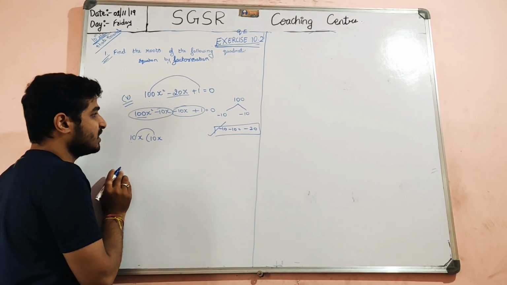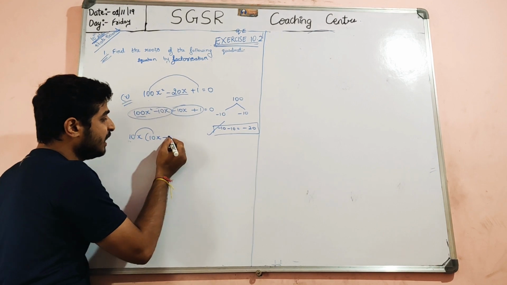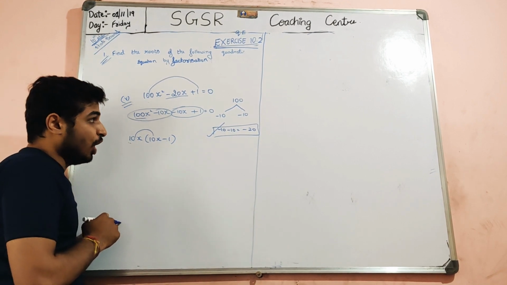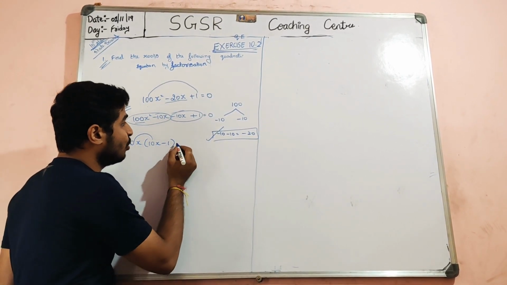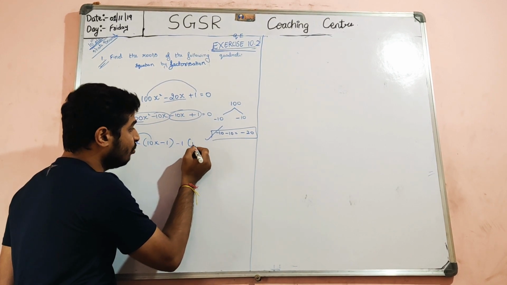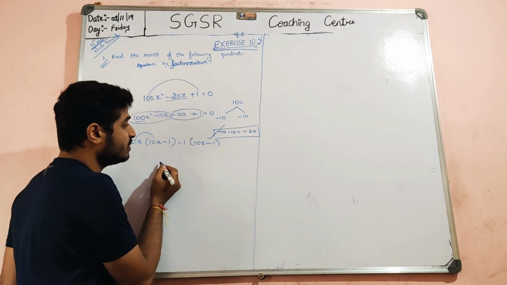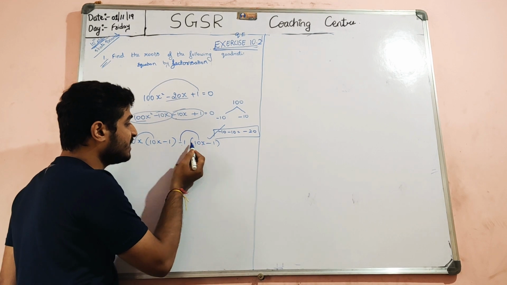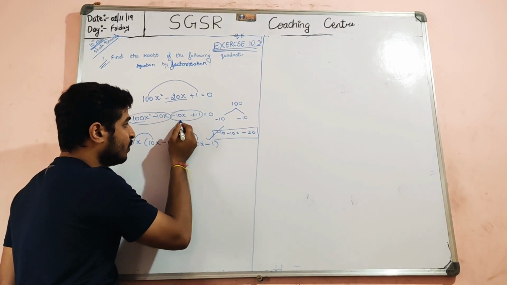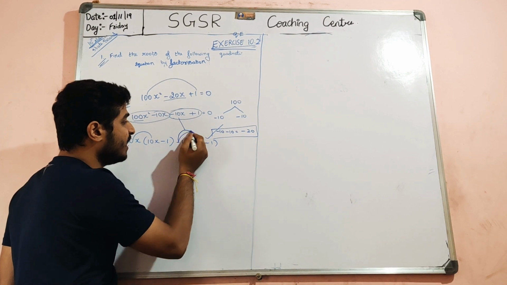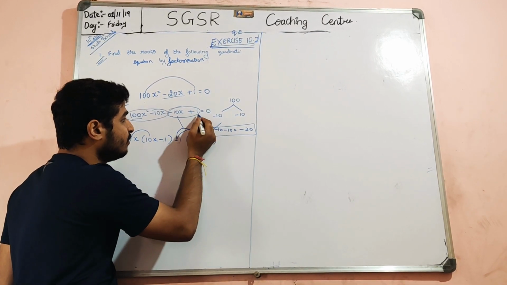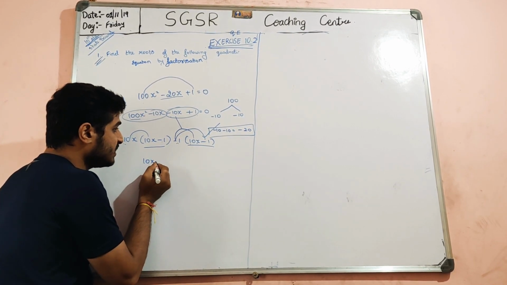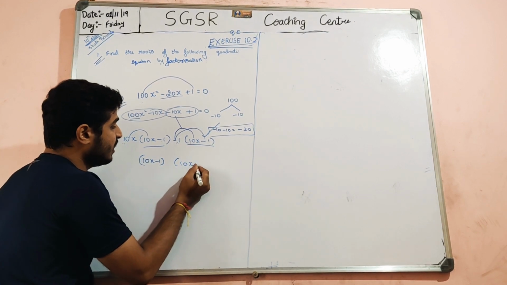X into x becomes x square. Minus 10x into 1, so it becomes 10x, plus into minus becomes minus, students. Now the remaining value is minus 1 into 10x minus 1, students. So minus into plus becomes minus. 10 into 10x into 1 becomes 10x. Okay, students. So minus into minus becomes plus. So 1 into 1 becomes 1. So plus 1.